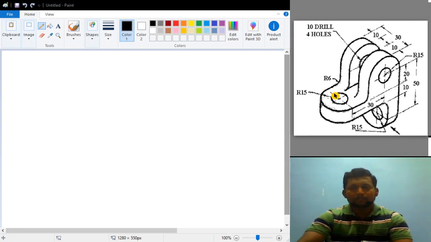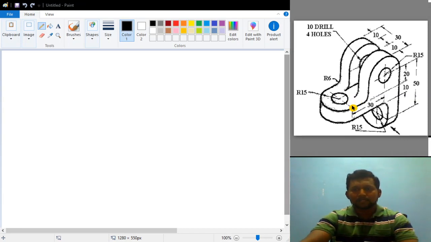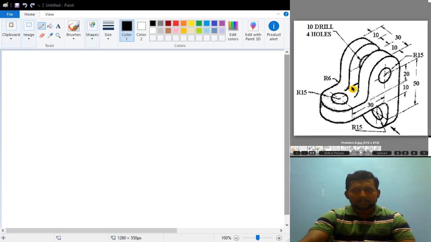I tried to select the problems in such a way that the problems on the second page are a little difficult. Why? Because students in general may feel these problems are a little difficult, so I thought of explaining this figure such that the other figures will be easy for you. So let me start drawing the solution for this particular figure.